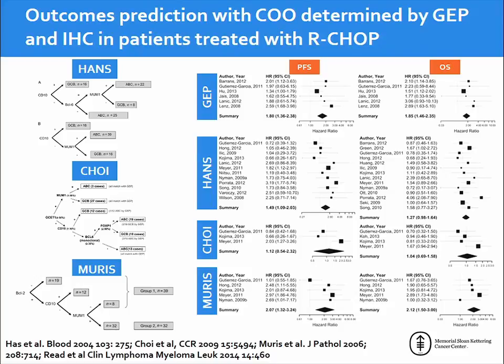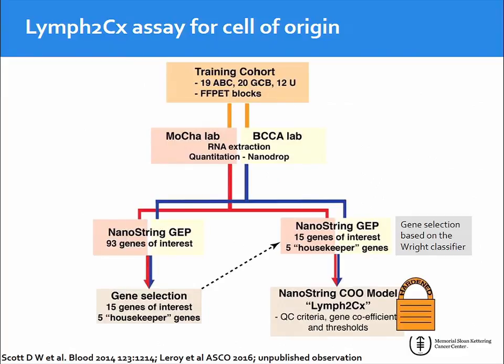If we look at the Muris immunohistochemical assay, it actually a little bit more reflects that of gene expression profiling. However, the data is not as widespread or as large a number of patients, and that's reflected by the relatively large 95% error bars. So we really need to do gene expression profiling, and we really need to do it in formalin-fixed paraffin-embedded tissue.